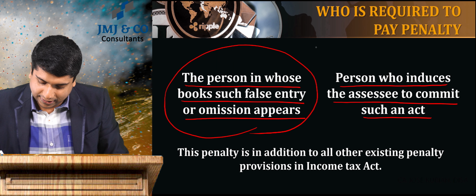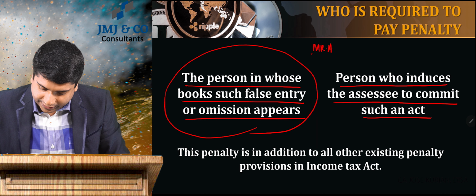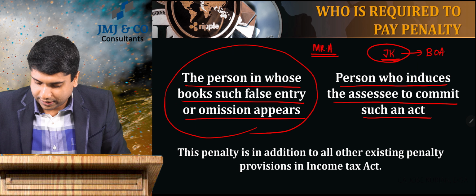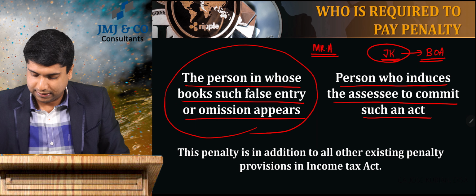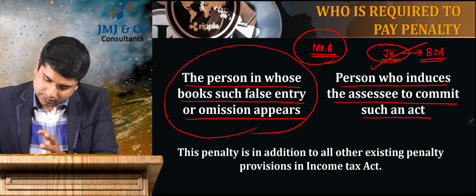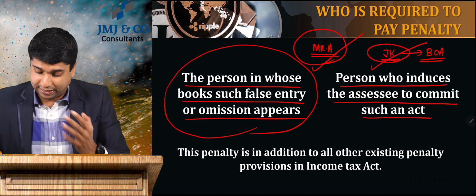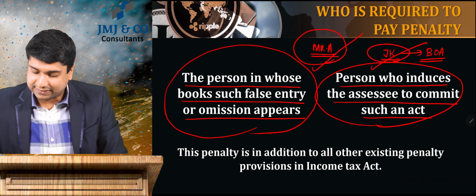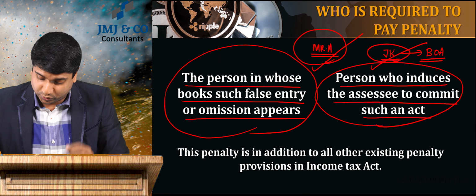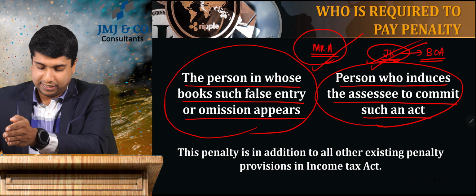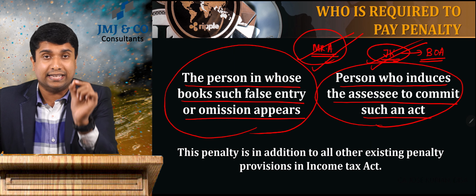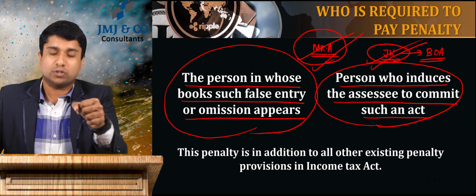Simple example: Mr. A, my friend, has given me a fake invoice, and I've claimed this fake invoice in my books of accounts. Then the assessing officer can go after both of us. Then I am supposed to pay a penalty for that fake invoice, and Mr. A is also supposed to pay a penalty for that fake invoice. The person who induces the assessee to commit such an act is also liable to pay penalty under 271AAD. That's what the Act says. So I am supposed to pay 1 lakh, and along with that, Mr. A is also supposed to pay another 1 lakh as penalty. This is what 271AAD is all about. The person who issues is also required to pay the penalty.